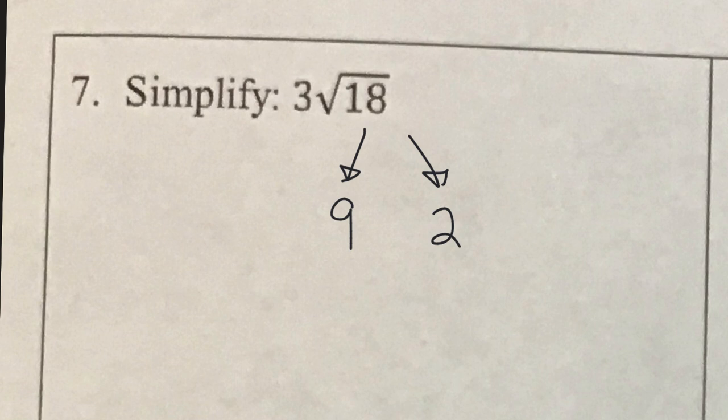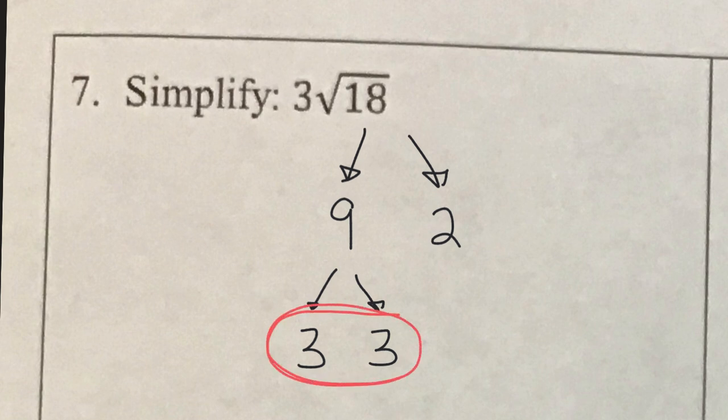Okay, and then 2 is good. 2 is a prime number. What about numbers that multiply to give you 9? 3 and 3. So now we have your prime factorization. 3 and 3 and 2 are all prime numbers. So we circle the pair, and that contributes a 3 on the outside of your radical. We put the 2 back underneath the radical. 2 does not have a pair, so it stays underneath the radical.